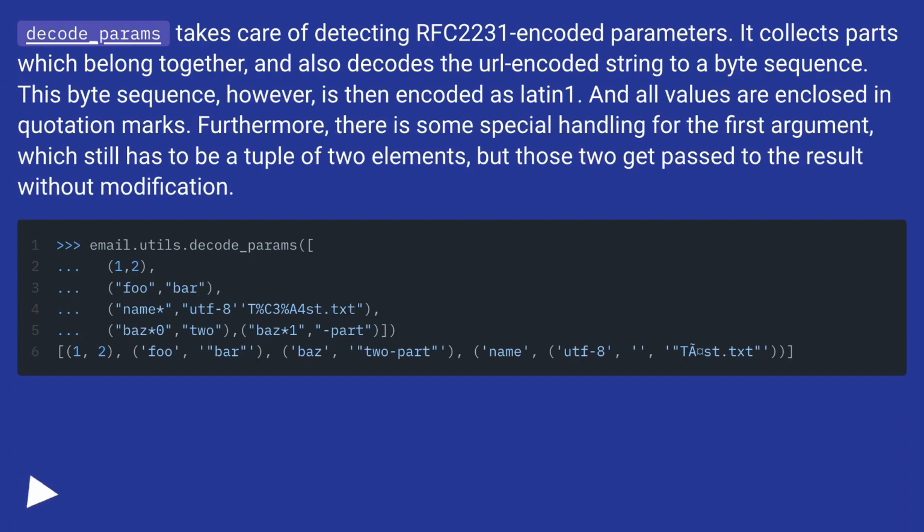decode_params takes care of detecting RFC 2231 encoded parameters. It collects parts which belong together, and also decodes the URL encoded string to a byte sequence. This byte sequence, however, is then encoded as Latin 1. And all values are enclosed in quotation marks. Furthermore, there is some special handling for the first argument, which still has to be a tuple of 2 elements, but those 2 get passed to the result without modification.